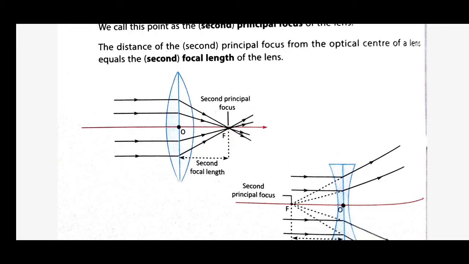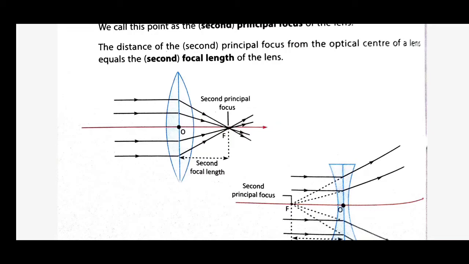The point on the principal axis where all the rays which are nearer and parallel to the principal axis meet really after refraction through the lens is known as the principal focus of the convex lens. I am repeating again: principal focus of convex lens.